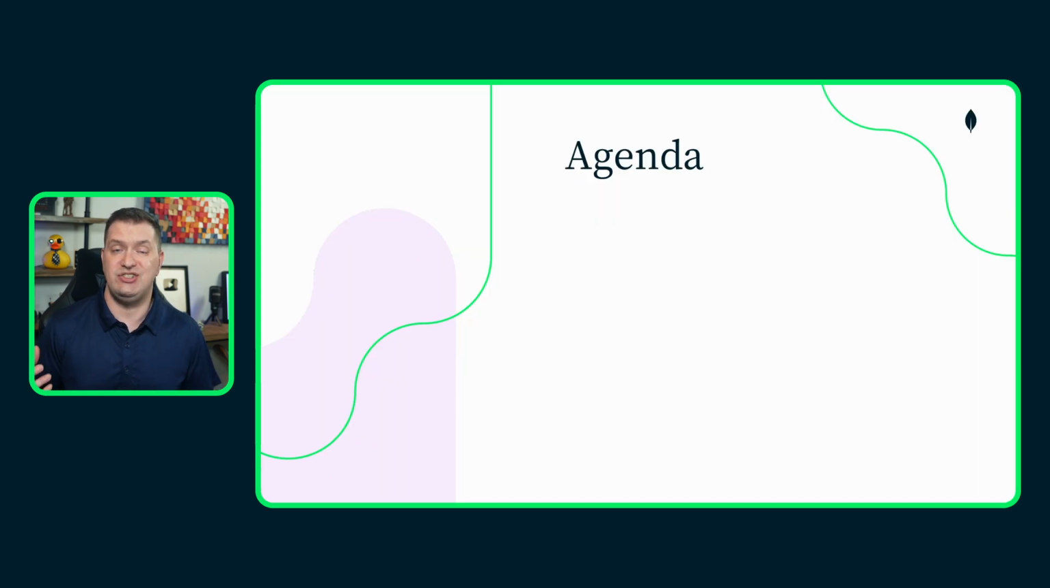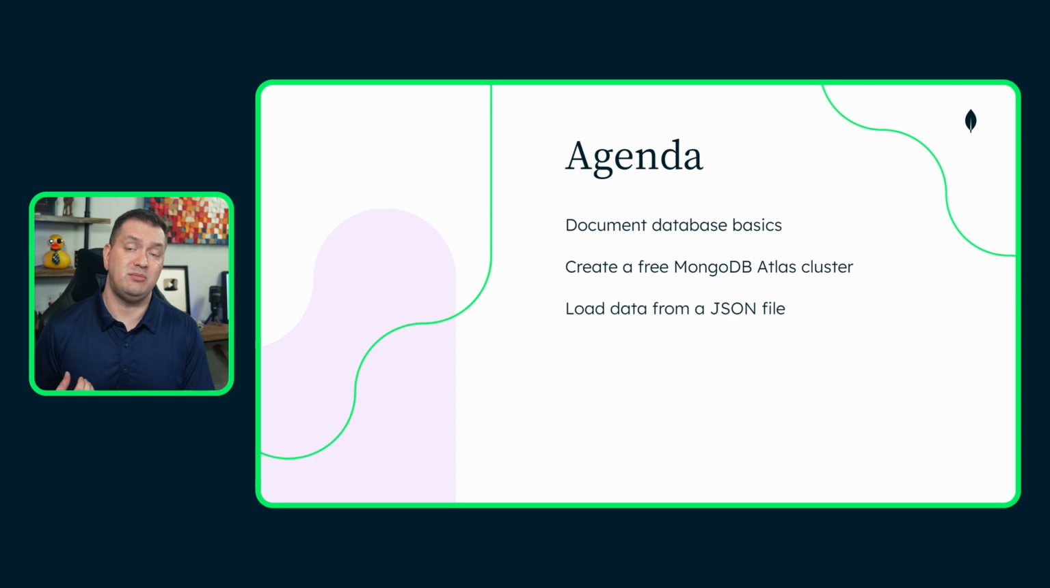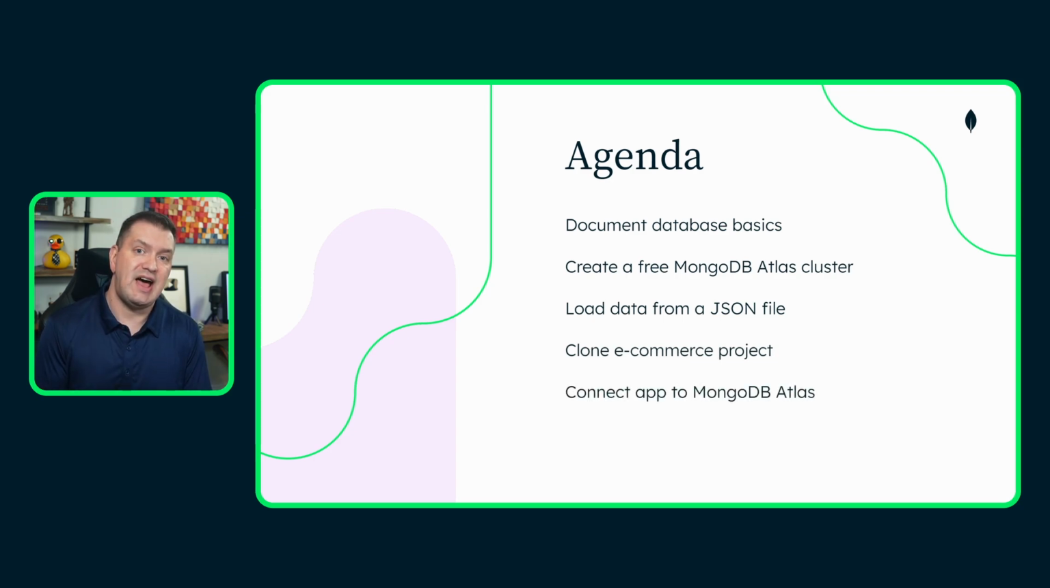So let's take a look at our agenda. We'll first look at some document database basics. We're going to create a free MongoDB Atlas cluster. Then we're going to load some data into our cluster, into our database from a JSON file. We're going to clone an e-commerce project, and then we're going to connect that app to MongoDB Atlas.